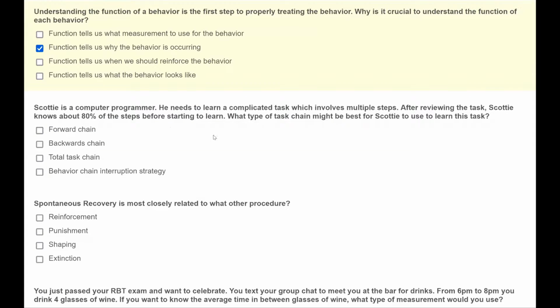Scotty is a computer programmer. He needs to learn a complicated task which involves multiple steps. After reviewing the task, Scotty knows about 80% of the steps before starting to learn. What type of task chain might be best for Scotty to use to learn this task?